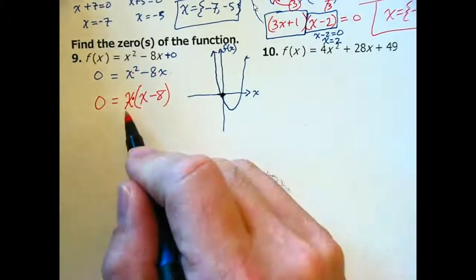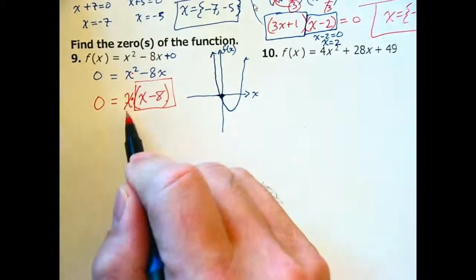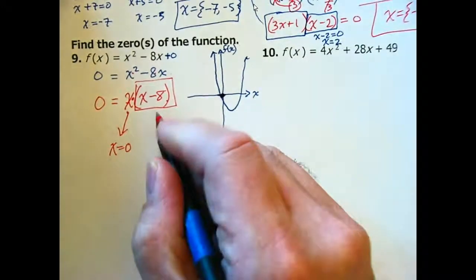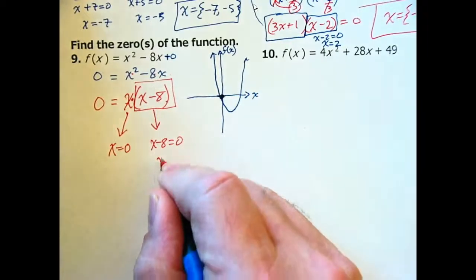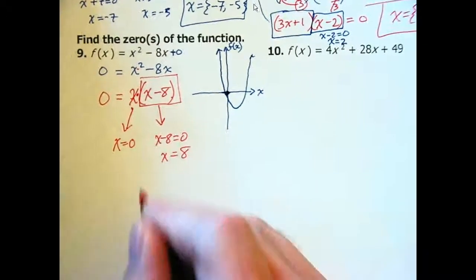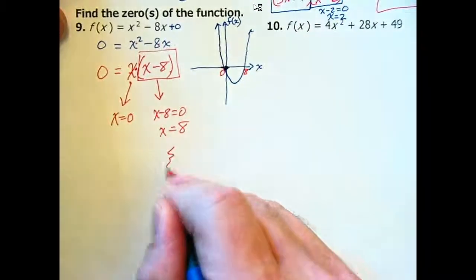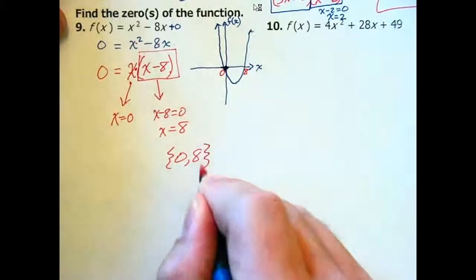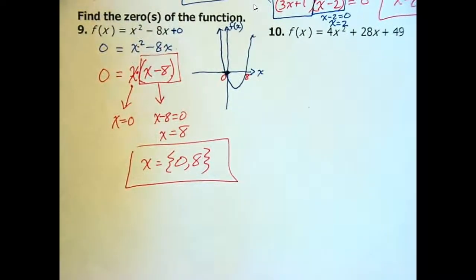Okay? This times this equals 0. So if this part was 0, that would mean x equals 0. And if this part was 0, it would mean x minus 8 equals 0, which means x equals 8. So my solutions are 0 and 8. Don't even need a calculator.